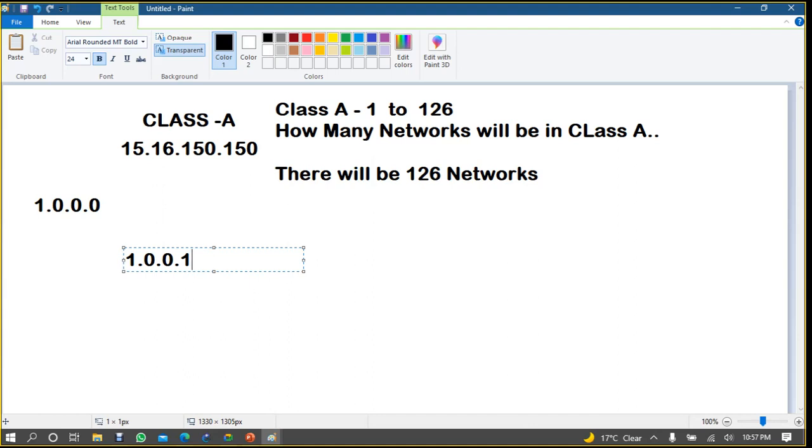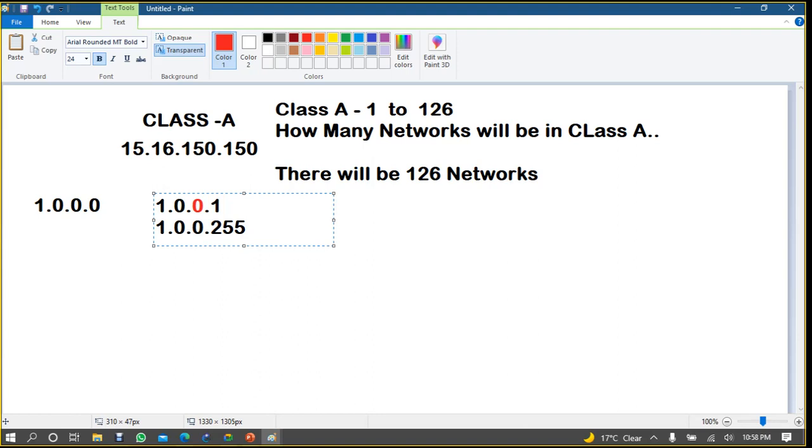Okay, now tell me, this 0, it will start. When will this 0 become 2? Can you tell me when this 0 will become 2? When the 1 goes until 255. Very good. So when it comes to 255, then it will be 1.0.1.0, like this, right?